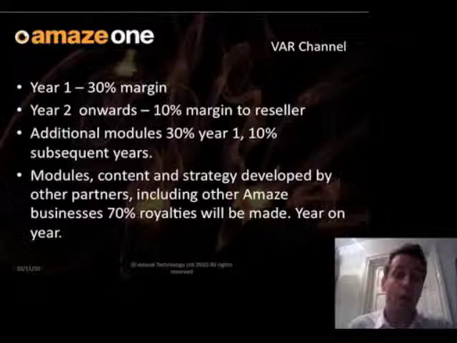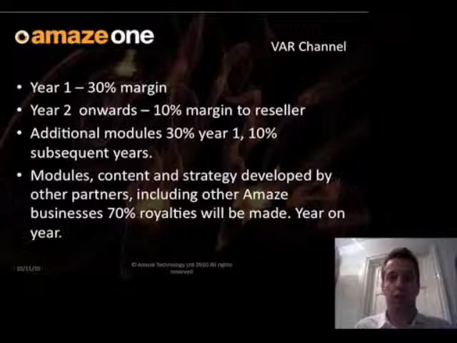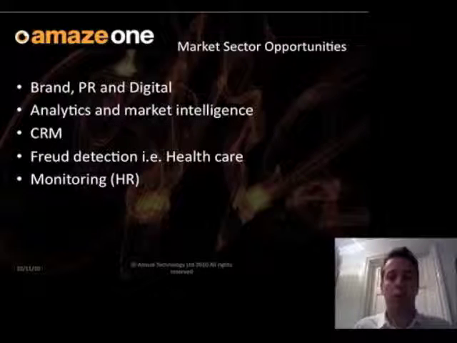And then it also enables additional modules to be developed, so partners can develop modules that can fit into the AmazeOne platform, so they can join us in this community. Equally, as Amaze rolls the modules out, our partners can make money from those modules as well. So that includes Amaze and any partner companies that work with us.